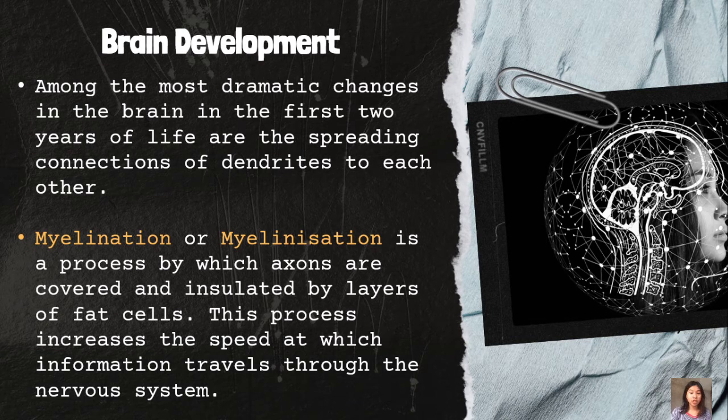Among the most dramatic changes in the brain in the first 2 years of life are the spreading connections of dendrites to each other. Dendrites are appendages that are designed to receive communications from other cells. Myelination or myelinization is a process by which axons are covered and insulated by layers of cells. This process increases the speed at which information travels through the nervous system. It enables nerve cells to transmit information faster and allows for more complex brain processes.